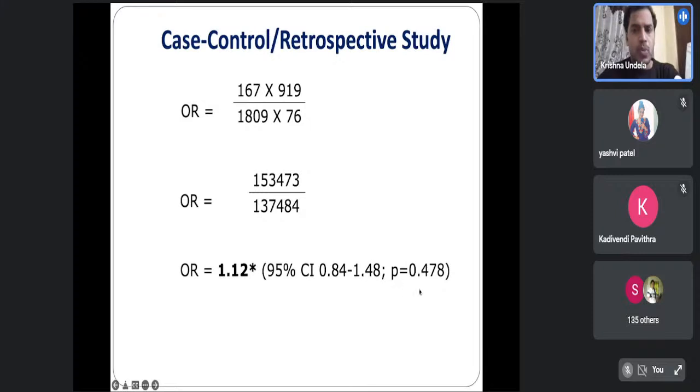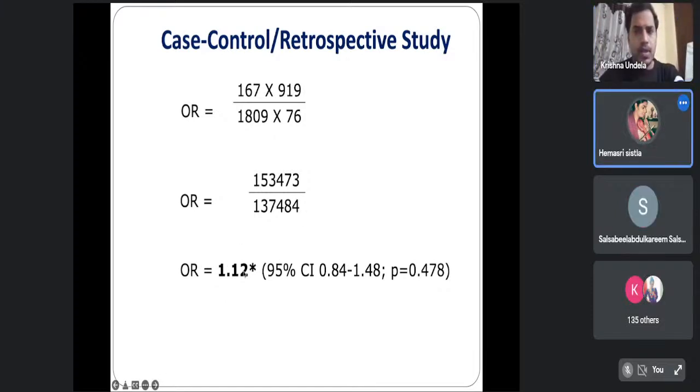And the p-value is 0.478. So based on the explanation I have given previously about how to understand relative risk, can someone tell me what the conclusion from this analysis is? The odds ratio is statistically insignificant.